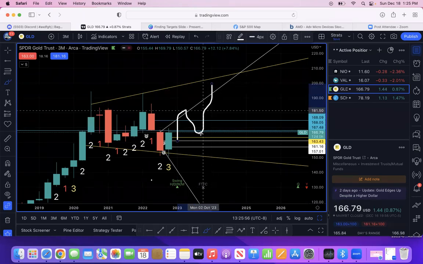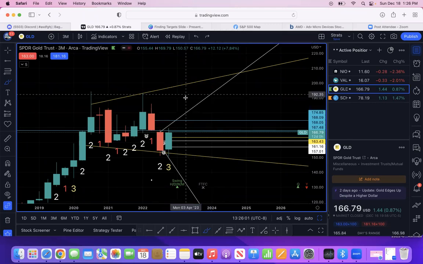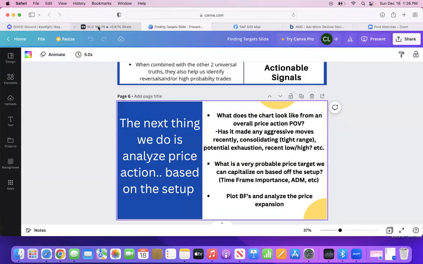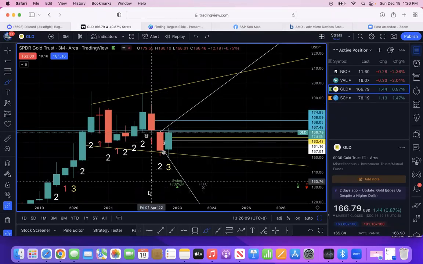Right? And that's on a quarter. So that could be 3 months, 3 months, 3 months. That's a whole year. All right. So that's what I mean by you need to kind of know the time frame importance of the setup you're looking at. If I'm looking at this on the quarter, obviously you need time.